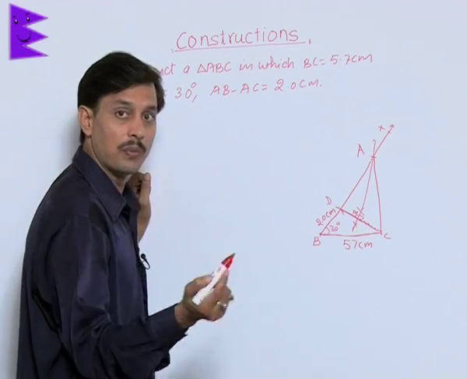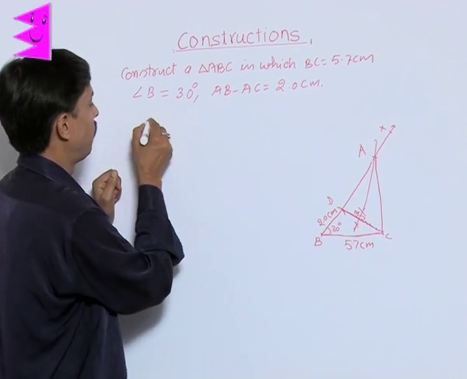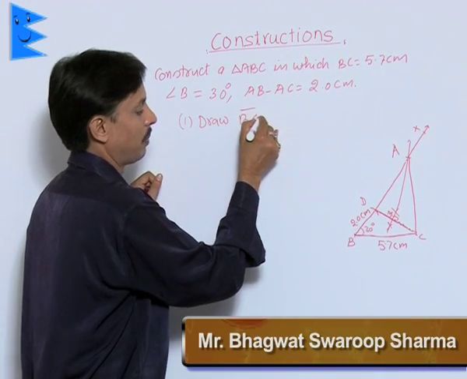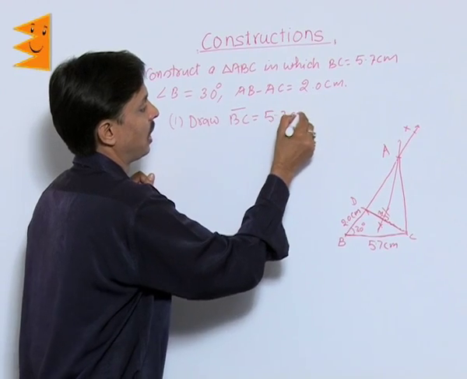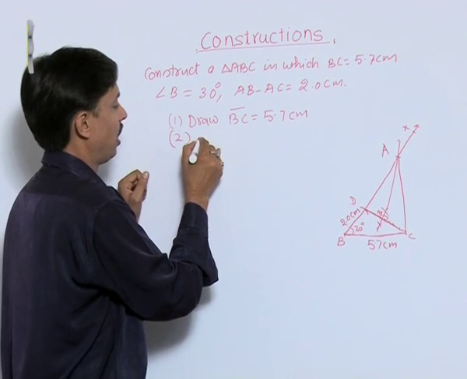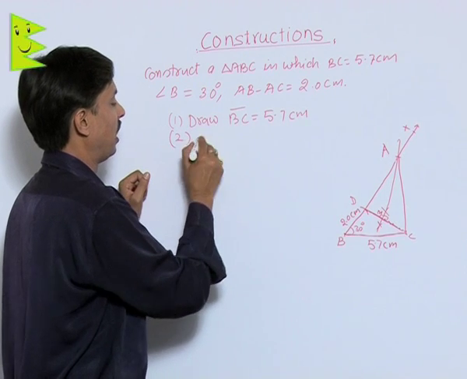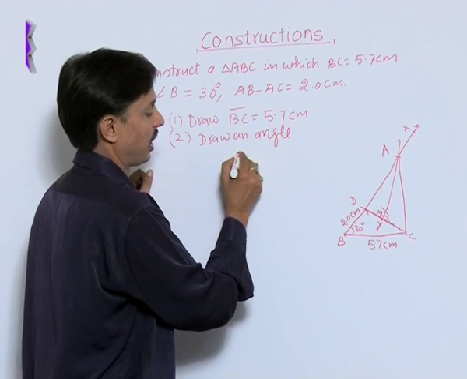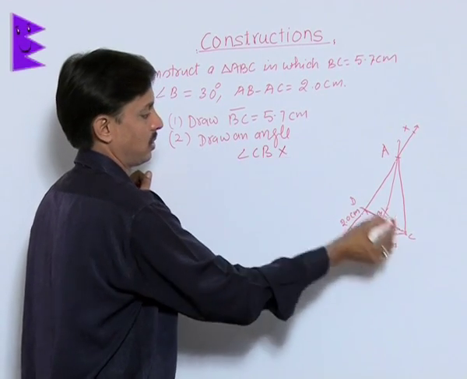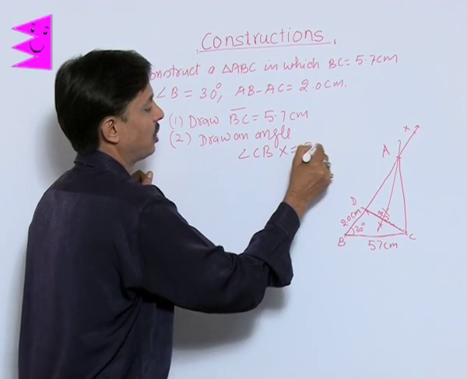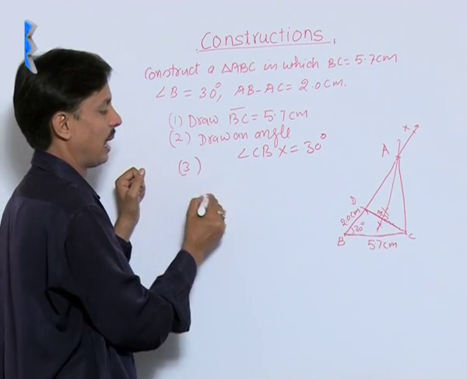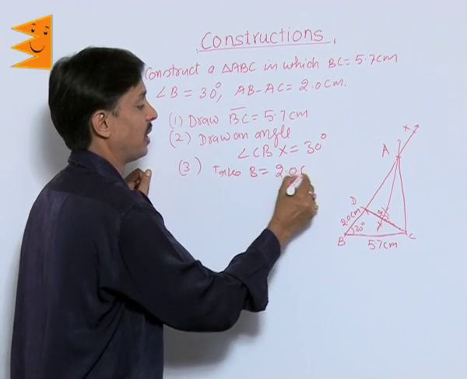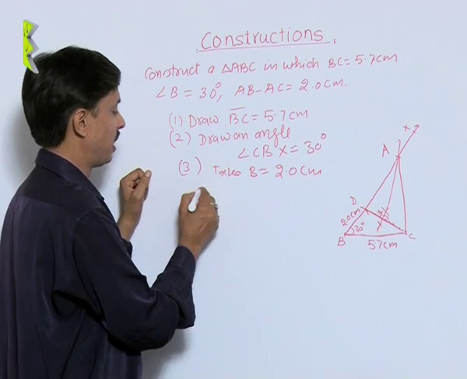What are the steps to be followed? You have to observe first: draw BC, line segment BC, 5.7 centimeter. Second, draw an angle, angle CBX, 30 degree. Third step, take BD equal to 2 centimeter because the difference given is 2 centimeter.